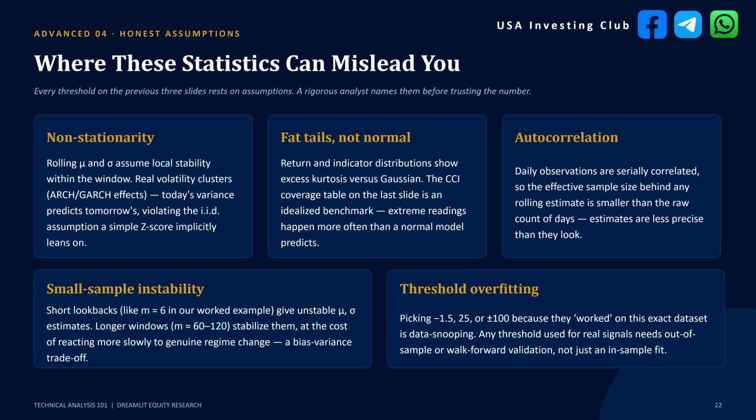Threshold overfitting. Picking negative 1.5 or 25 or plus or minus 100 simply because they worked on one particular dataset is data snooping. Any threshold you intend to trade on real capital needs out of sample or walk-forward validation, not just an in-sample fit.